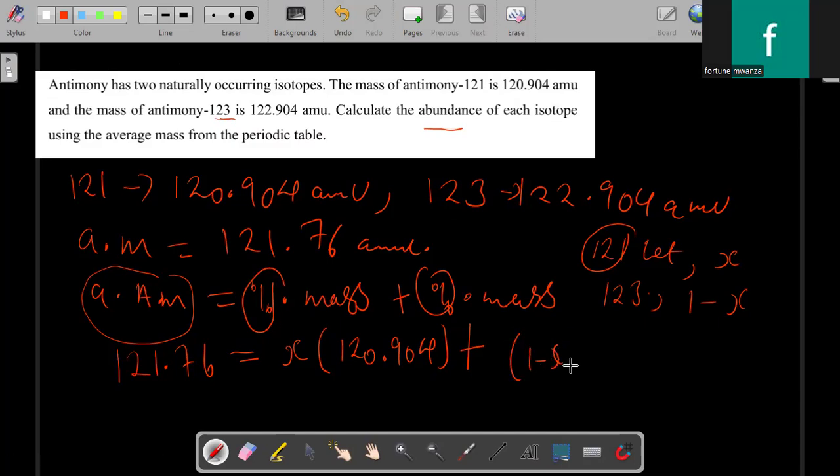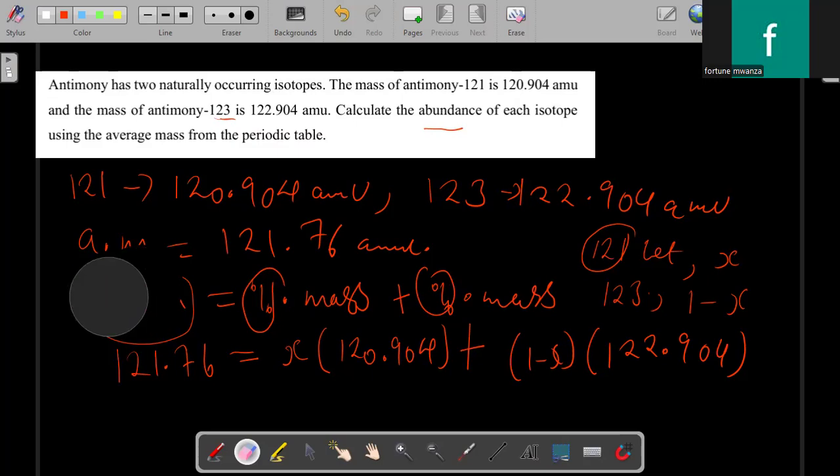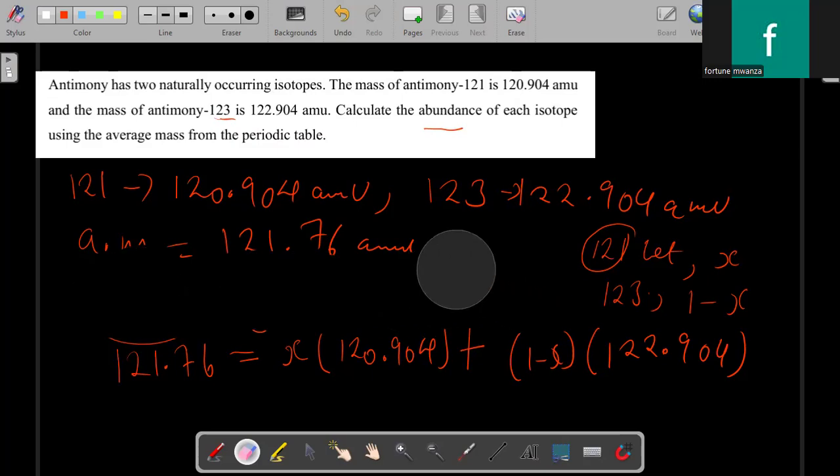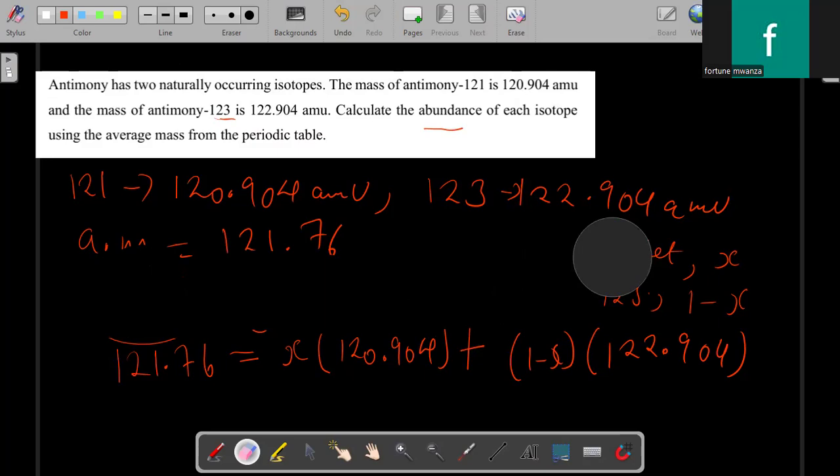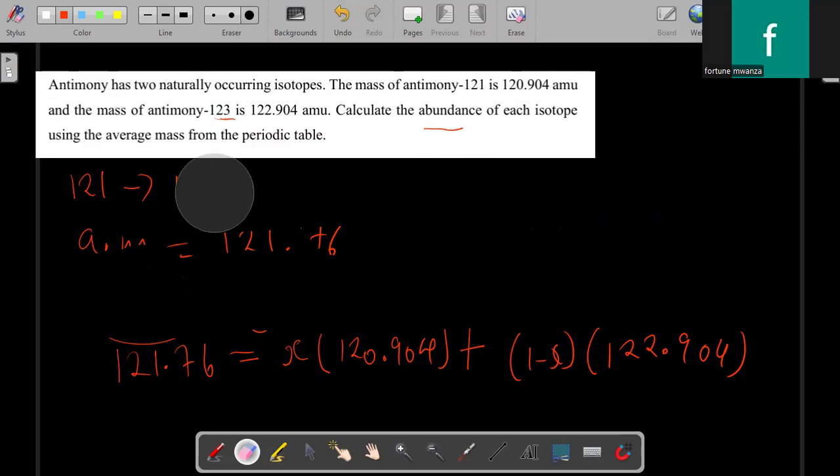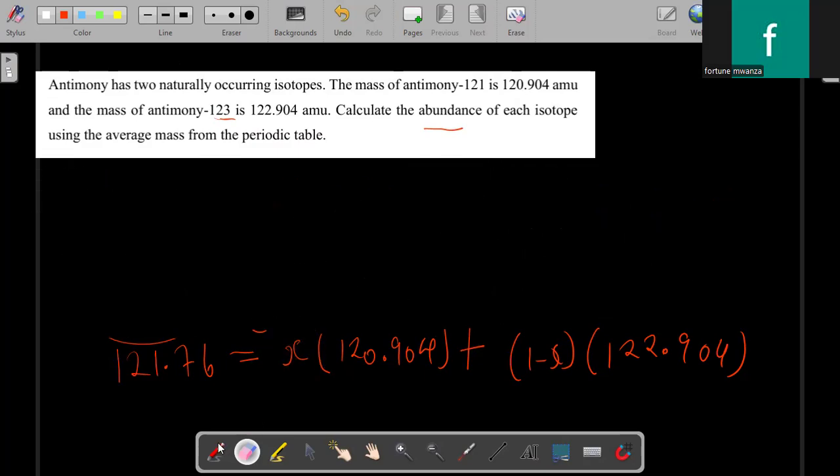Then I multiply with the atomic mass unit given for it, which is 122.904. So this is what I'm having. Now I work out this equation.